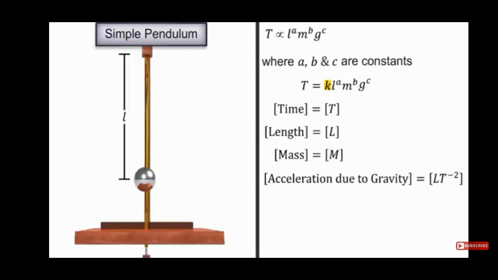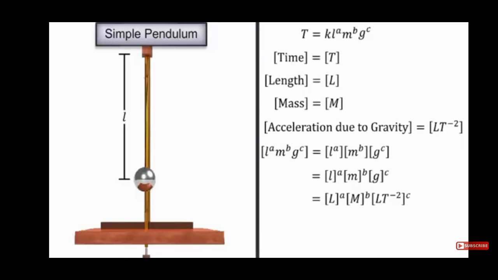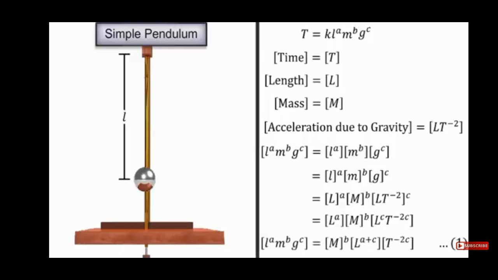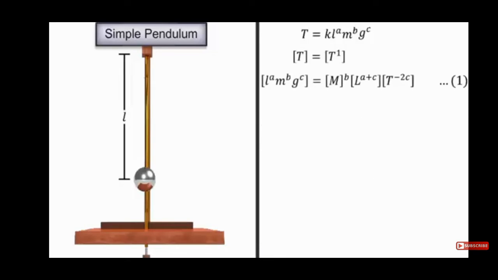Hence, the dimensional formula of the quantities on the right side of the equation is simplified as shown. Let this be equation 1. The dimensional formula of the quantity on the left side of the equation is as shown. As we do not have the term for m and L on the left-hand side of the equation, we take their powers to be 0 as shown. Let this be equation 2.